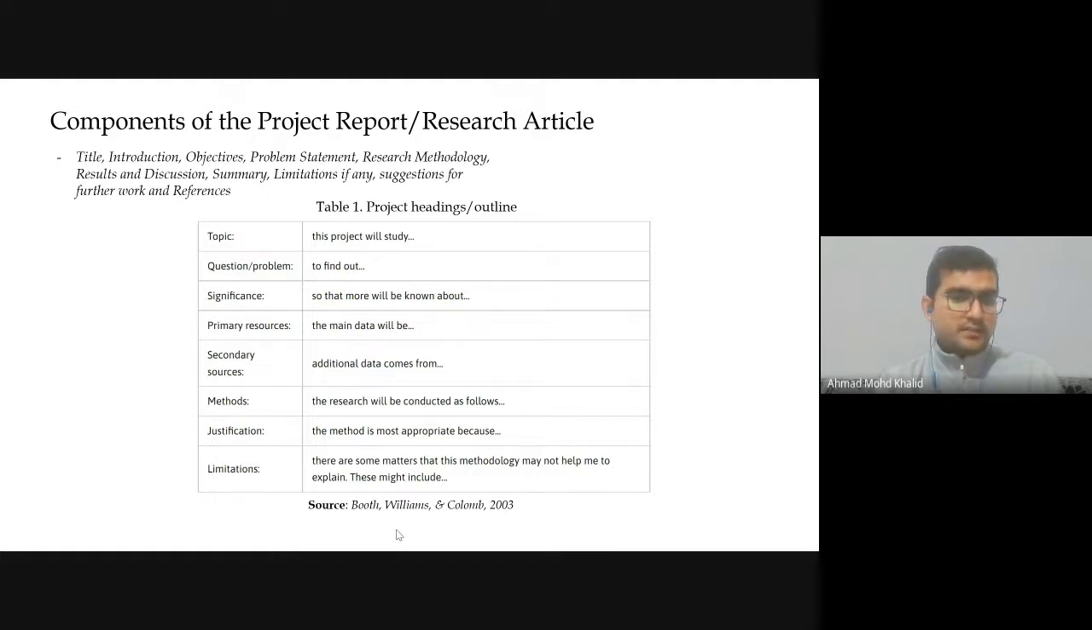So Booth, Williams, and Colomb, 2003, have also provided a brief project heading and outline of what a project will consist of. They say that there will be a topic. The topic is what we are going to study, and the question and problem we are going to find out, and what is the significance of the problem or question we have posed, so that someone is able to investigate more deeply into it. And what is the primary resource.